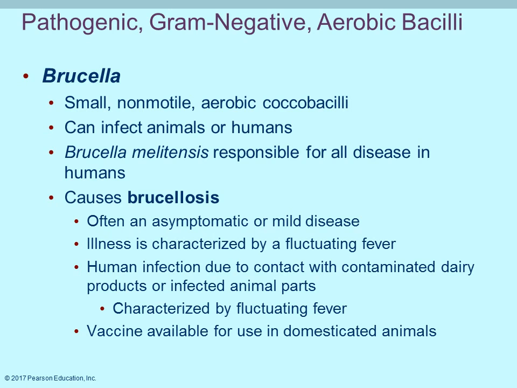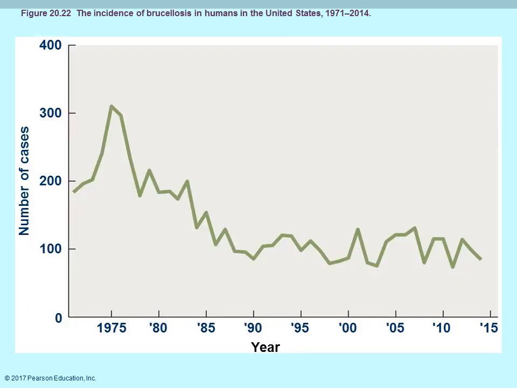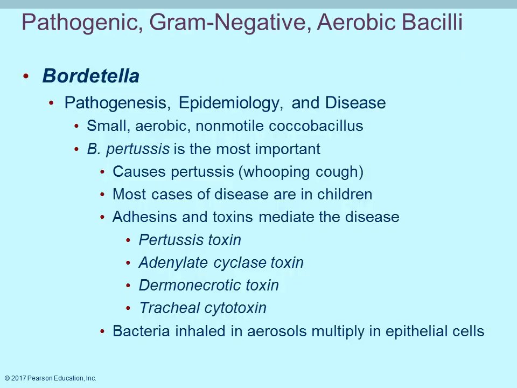A lot of times, you may not even realize you have it. You can be asymptomatic. If you do show symptoms, usually it's with a fever that's fluctuating. You have a fever, and then you're like, okay, now I'm fine. Oh, now I have a fever again. It's up and down. How do you get it? Oftentimes by handling contaminated animals or consuming contaminated dairy products. So this shows the number of cases of that has also been decreasing, which is a good sign.